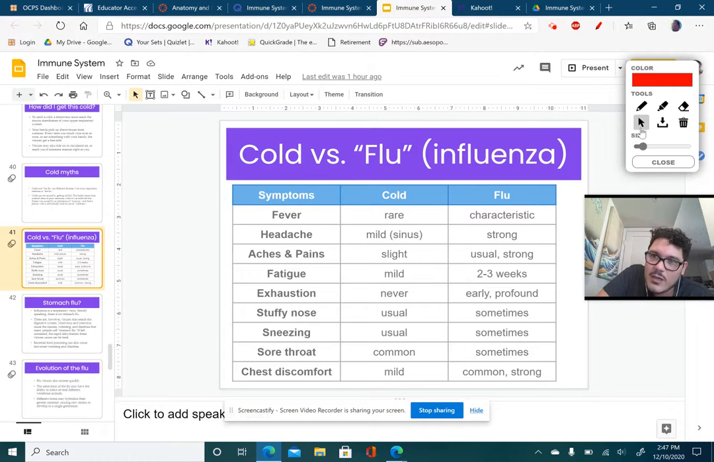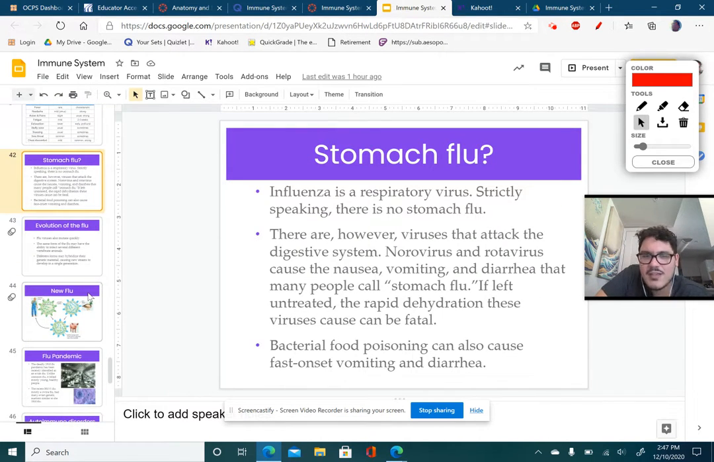How do you confirm either way? You just get tested. You can get tested for flu, you can get tested for COVID now, so you just get tested. What about this concept of a stomach flu? I'm sure a lot of us have heard of that.